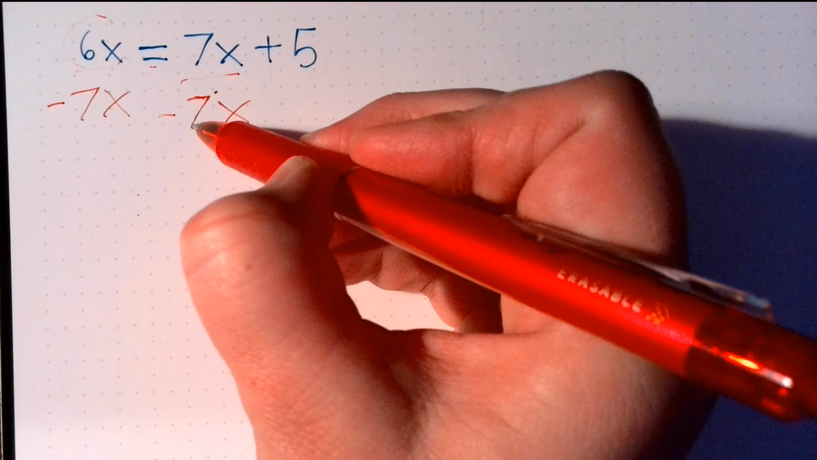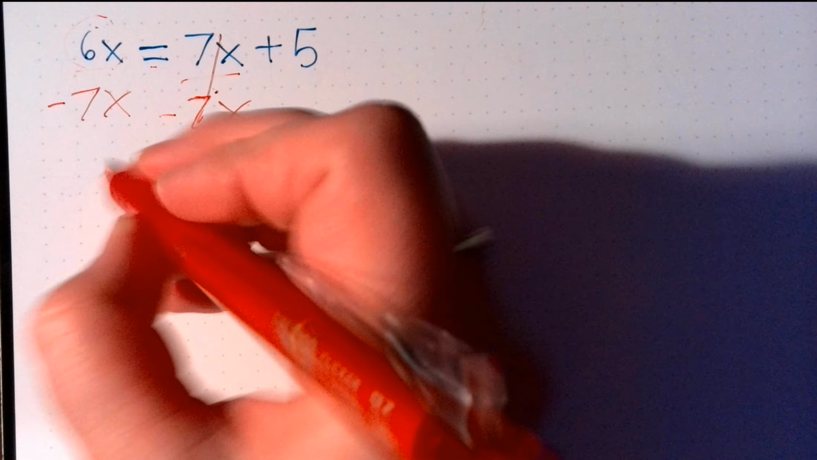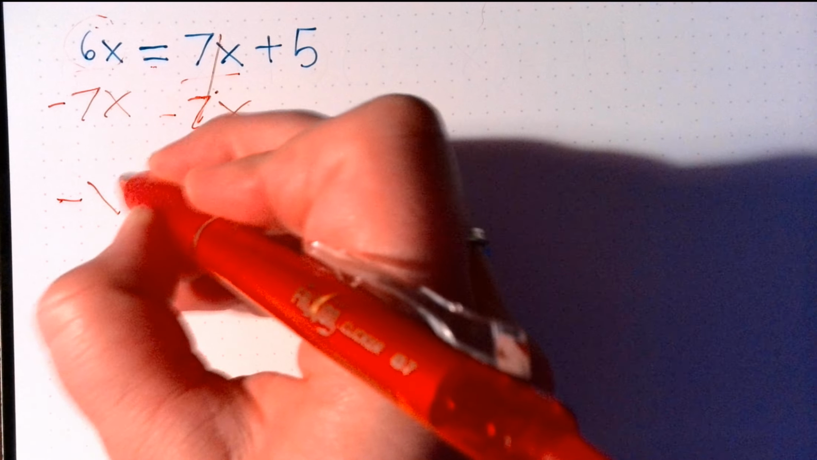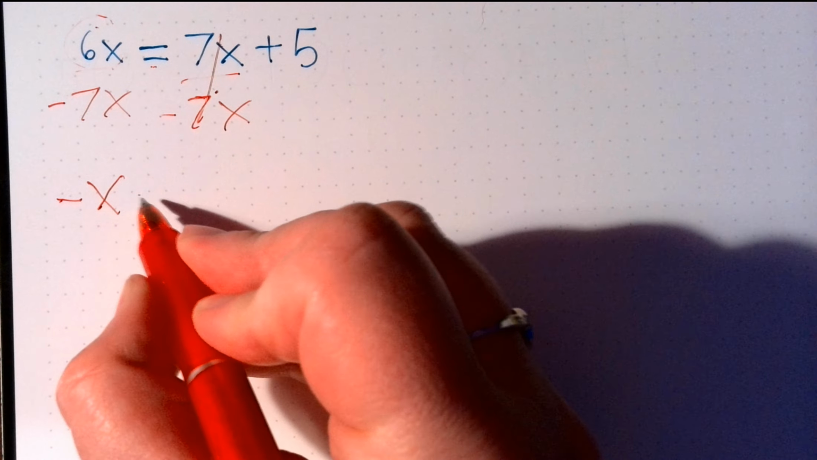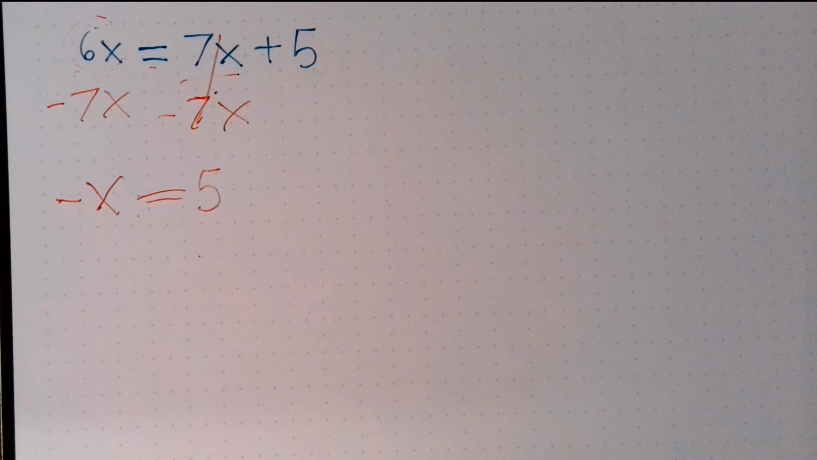All right, so 7x minus 7x is 0. 6 minus 7 is a negative 1, or just a negative x. Okay, we haven't done anything with a 5, so that's coming down.